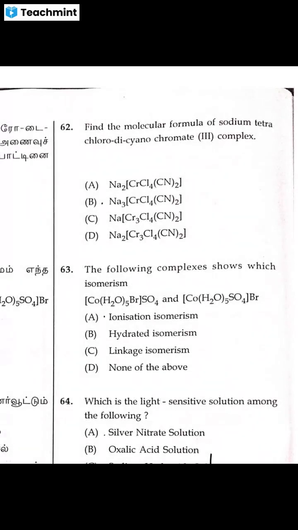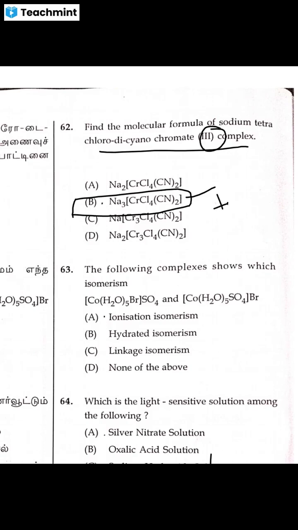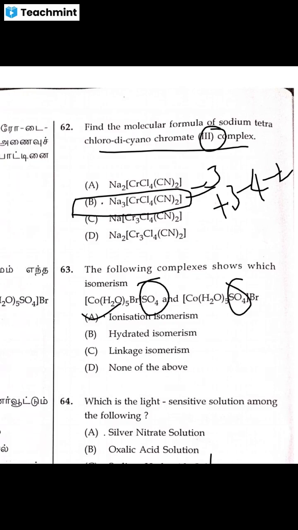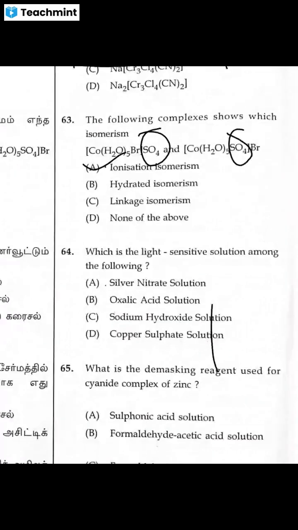Next one, it is sodium tetrachlorodicyanochromate(III) complex. So according to this, substituting chromium 3 plus, we get minus 4 plus 3 minus 4 and minus 2. So we will get minus 6 plus 3, it is coming as minus 3 complex, so outside the complex, the counter ion is plus 3. So according to that, option B. And this is SO4 and SO4, okay, that is ionization isomerism. The answer is A.